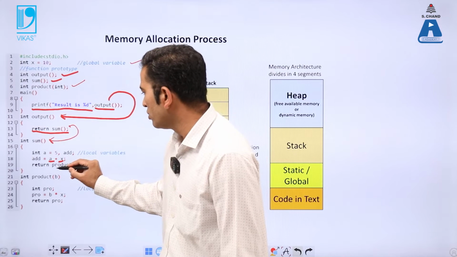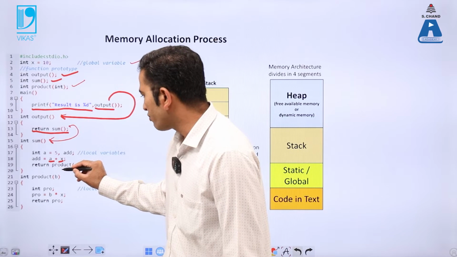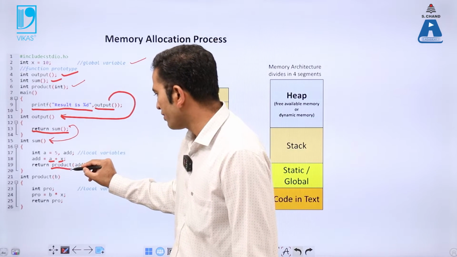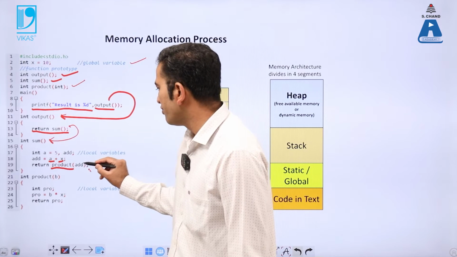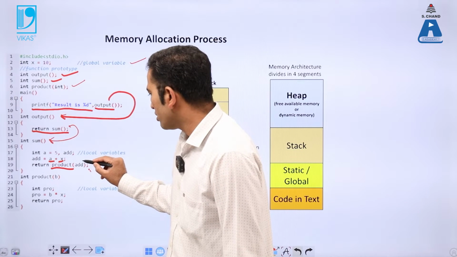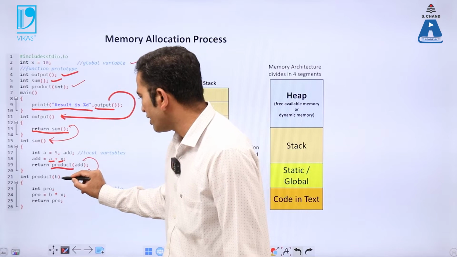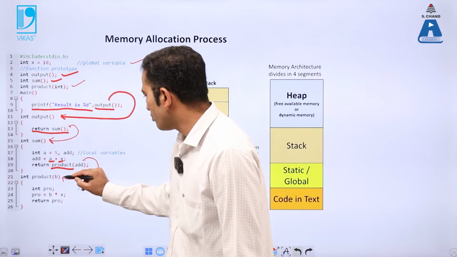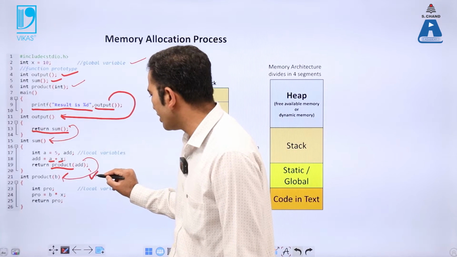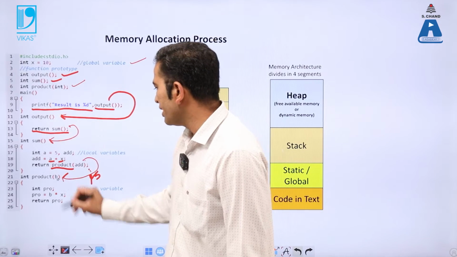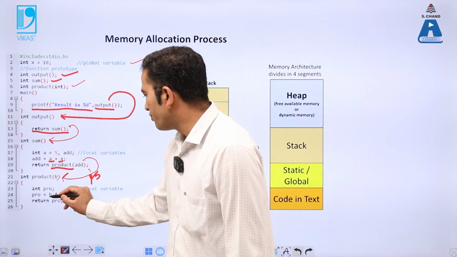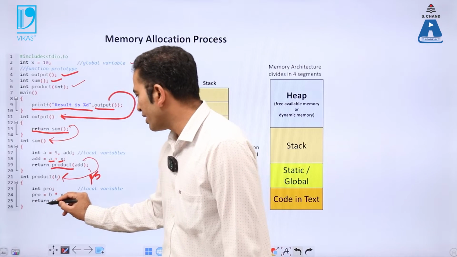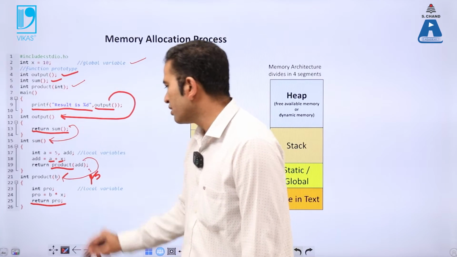Now it is going to return the product function. This is the product function, and the value of add is 15. So the product function goes here. Now what is the value of b? 15 is coming here, so the value of b is 15. So 15 multiplied by 15, and finally it returns pro.